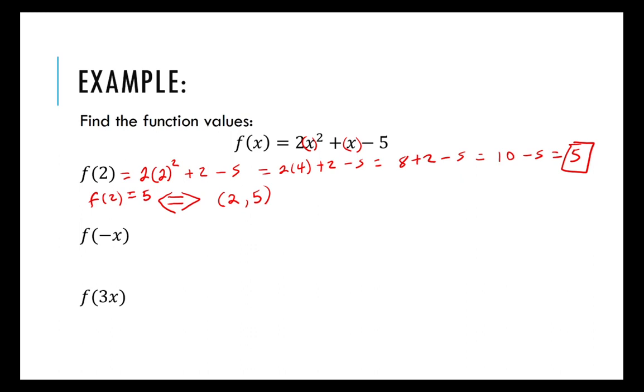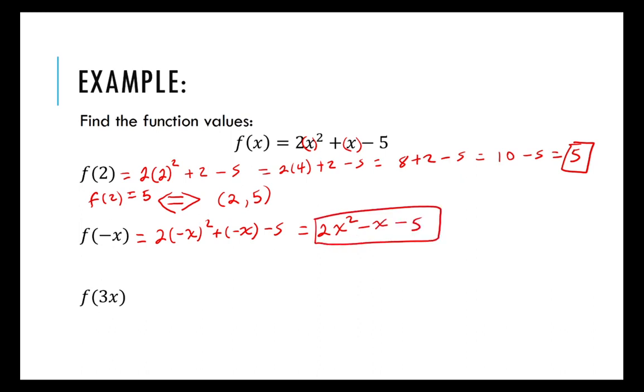If I just want to plug in something like negative x, well, we just put inside the red parentheses this negative x. So 2 times negative x quantity squared plus negative x minus 5. And then simplify as much as you can. Negative x quantity squared is really negative x times negative x, but that's going to be positive x squared, so that's 2x squared. Plus a negative, I'm just going to write that as minus x minus 5, and so that is my answer.